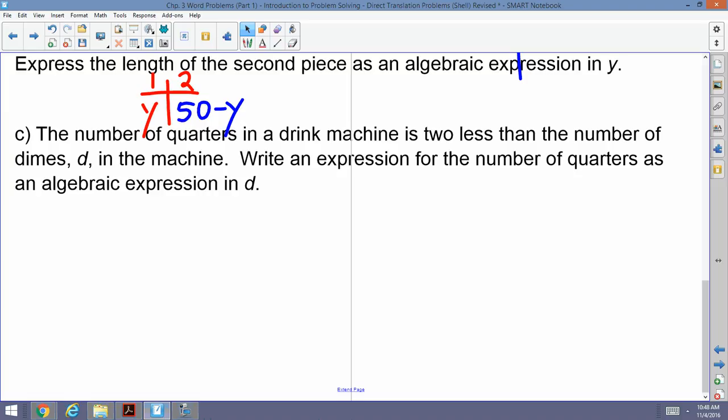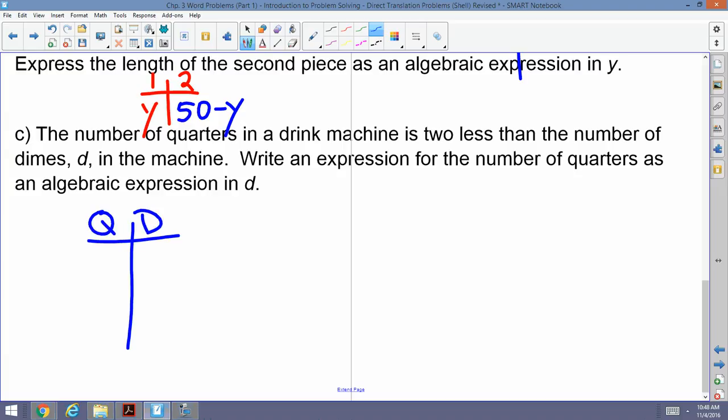D minus 2. Very good. Look. Check it out. I've got the number of quarters in a drink machine is 2 less than the number of dimes. So we're talking about quarters and dimes. Now, what do we know nothing about here? You know something about quarters. You know that quarters are 2 less than the number of dimes. What do you know nothing about? So we call that D.